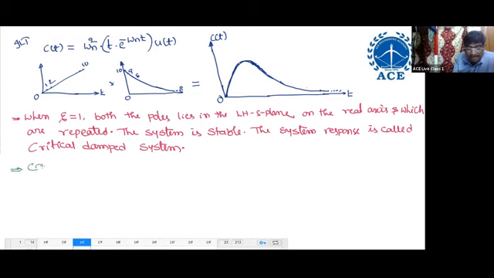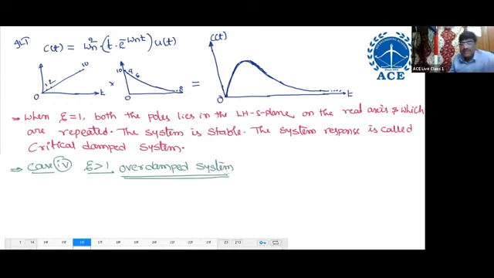Case 4. Zeta greater than 1, over damped system. Overcoming the damped oscillations is called over damped system.